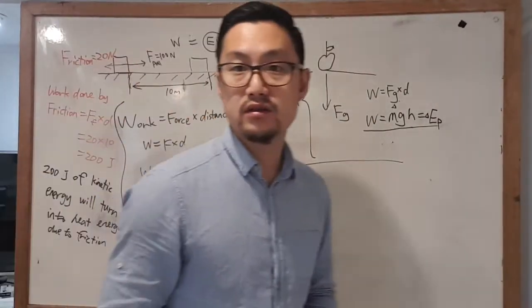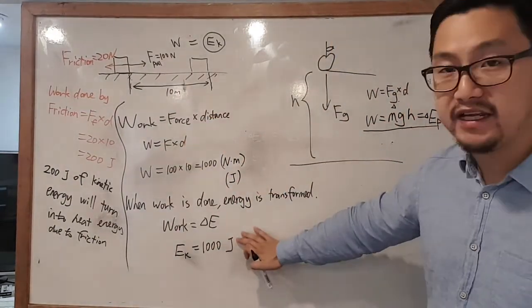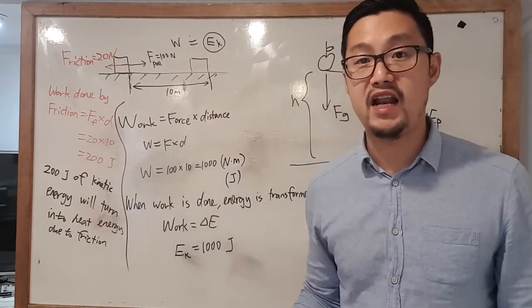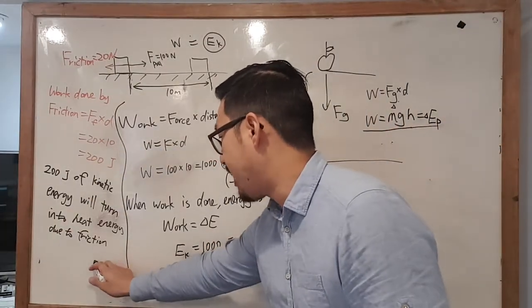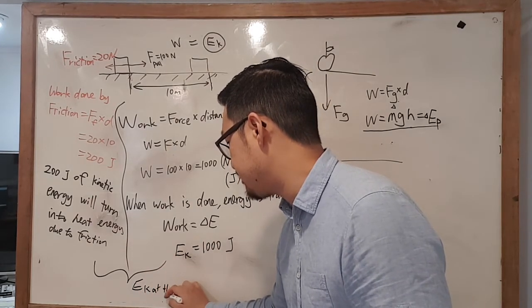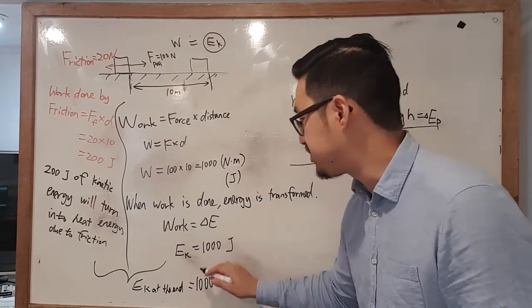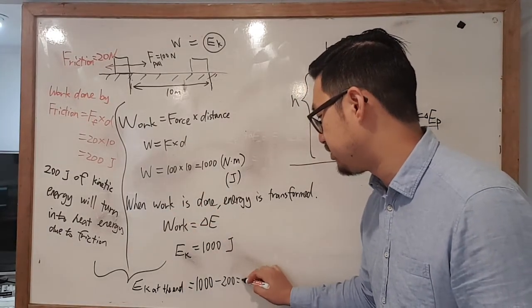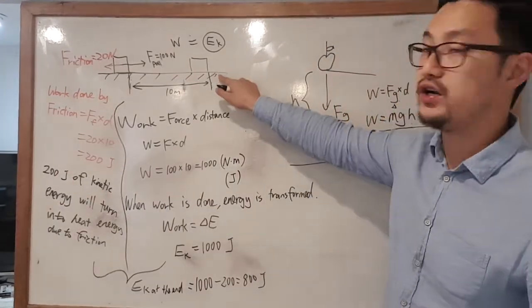Now we consider this situation together. The kinetic energy was gaining 1,000 because the pulling force is doing work, and then 200 of this kinetic energy is going to be lost to heat. So if we combine these two together, what is the kinetic energy? The actual kinetic energy at the end will equal the 1,000 which it wanted to gain, take away that 200. So you will have 800 joule of actual kinetic energy at the end.